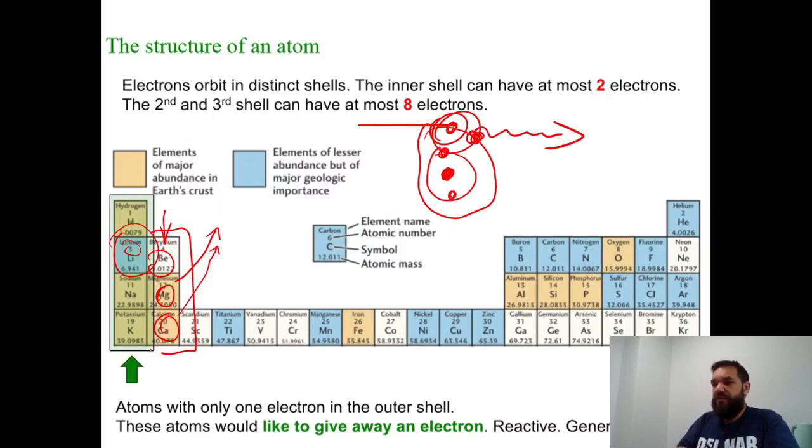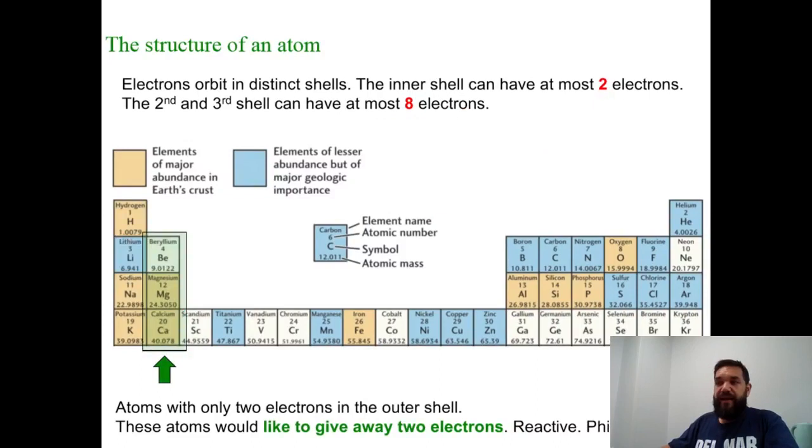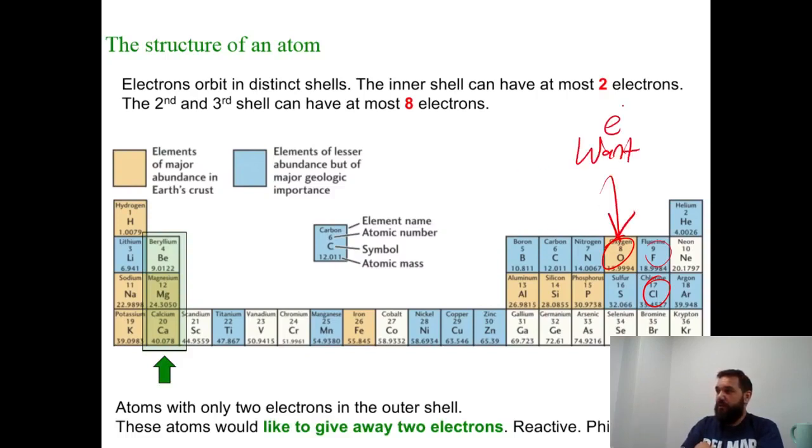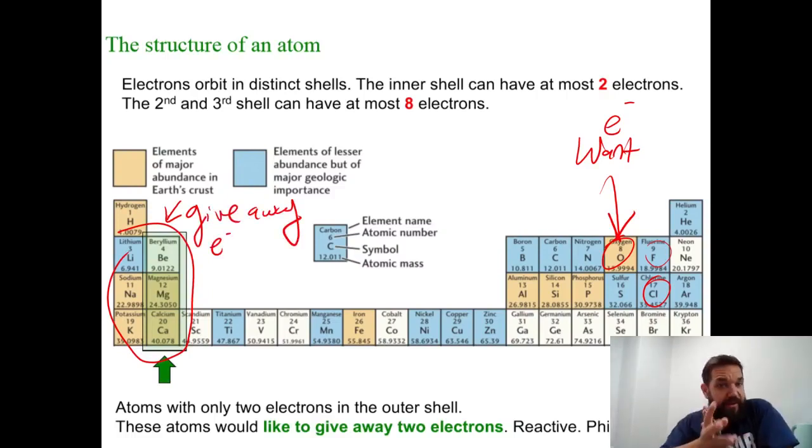So these guys, sodium, potassium, they're generous. They want to give away an electron. These atoms, magnesium and calcium, they're very generous too. They want to give away 2 electrons. Okay, so think about this. They're going to want to combine with oxygen, chlorine, fluorine, things like that. They're going to bond with those because that side, these guys want electrons. These guys over here want to give away electrons. Okay? So that's how that all works.